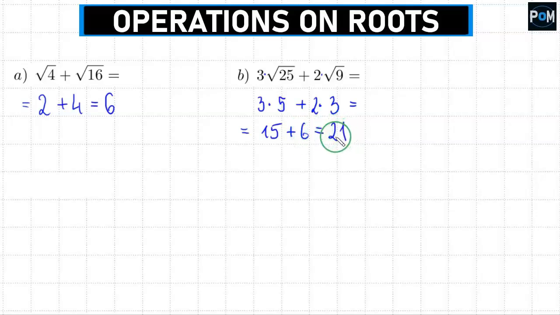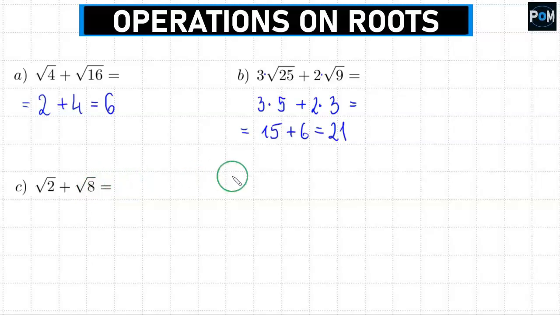End of example B. But what to do if we have an example C where we have the square root of 2 plus the square root of 8? The square root of 2 and the square root of 8 cannot be calculated. So sometimes we can help ourselves with the fact that some of these roots can be partially simplified, meaning factoring out. This is the square root of 8.